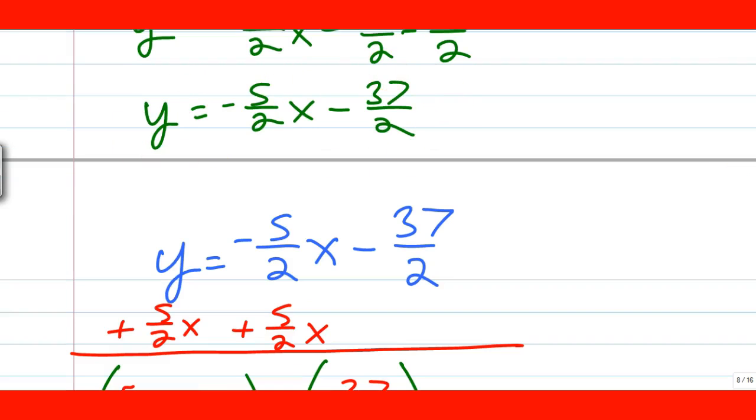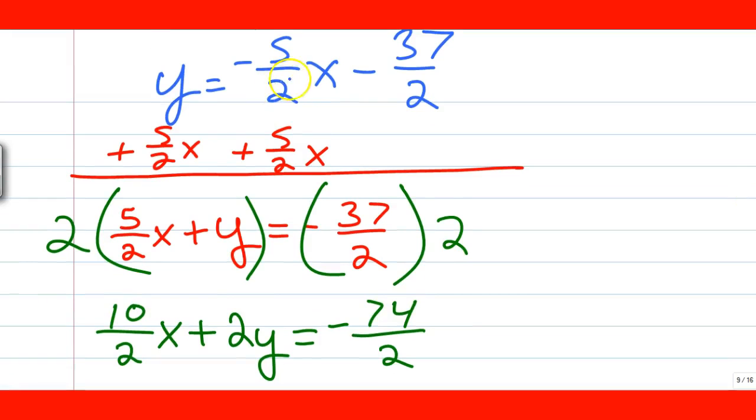I'm halfway there, so I've got half the answer. Now I'm going to move on, and I'm going to turn this into standard form. I'm first going to move the negative 5 over 2x to the other side by summing it. So this leaves me with 5 over 2x plus y equals negative 37 over 2. This time I have a positive in the front, so I meet part of the requirement, but I still have fractions present, so I'm going to multiply by the lowest common denominator to clear those fractions. In this case, they're both the same, so it's going to be a 2.